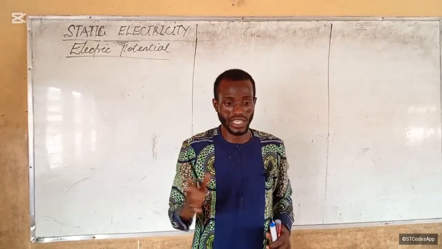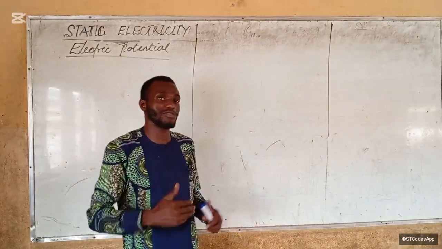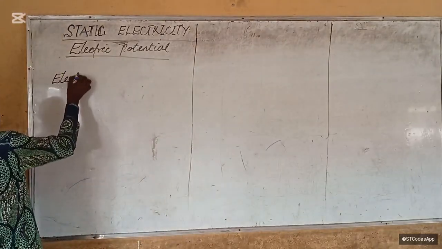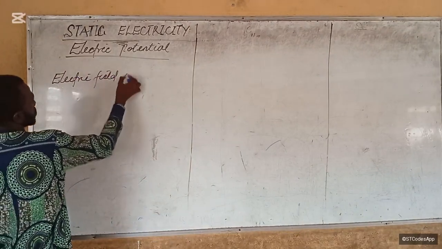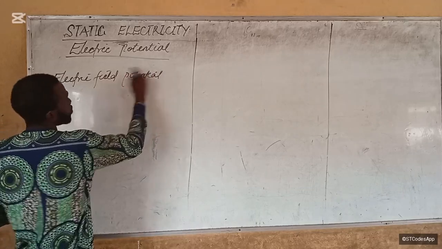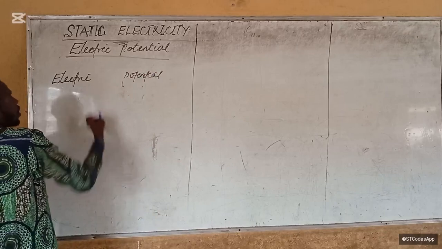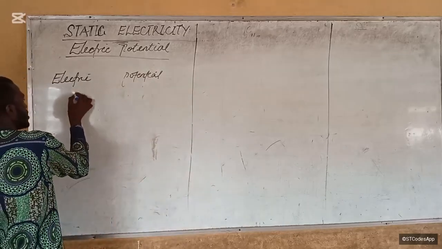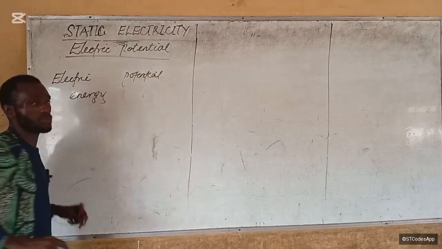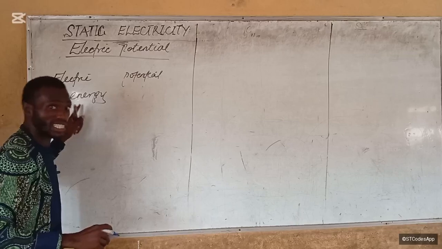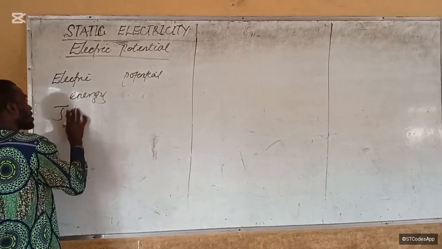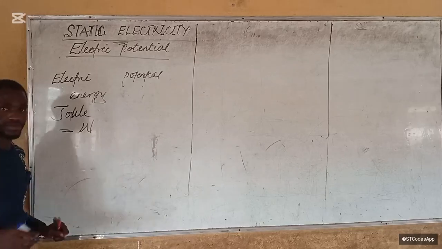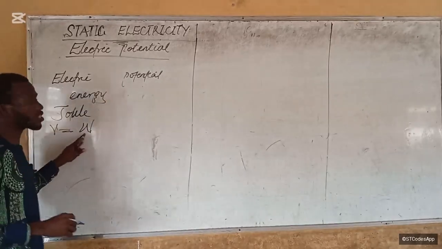No, let me break it down. Electric potential and electric potential energy. So let's separate between them. Electric potential energy. We call it electric field potential because that energy is within that field. Okay. Potential energy and just electric potential. Now, electric potential energy, since it's an energy, will be measured in joules. Is that okay? So electric potential energy will be equal to work done.